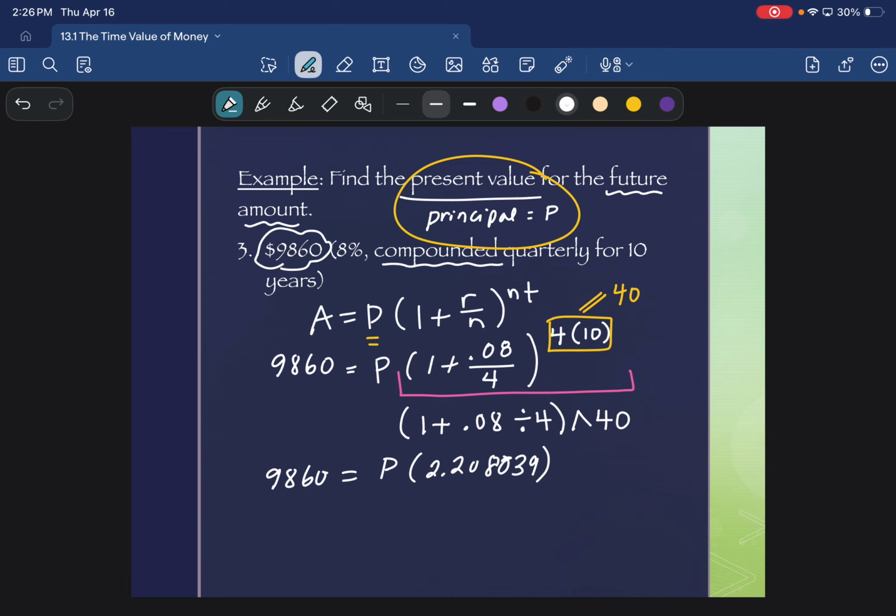Okay, is that okay with everybody? Did your calculator give you that? Now's the time to say it if it didn't. Everybody's calculator gave it that number? Excellent. How am I going to solve for P? You can divide your A. Yeah, you're going to divide the A, the 9860, by the 2.208039.